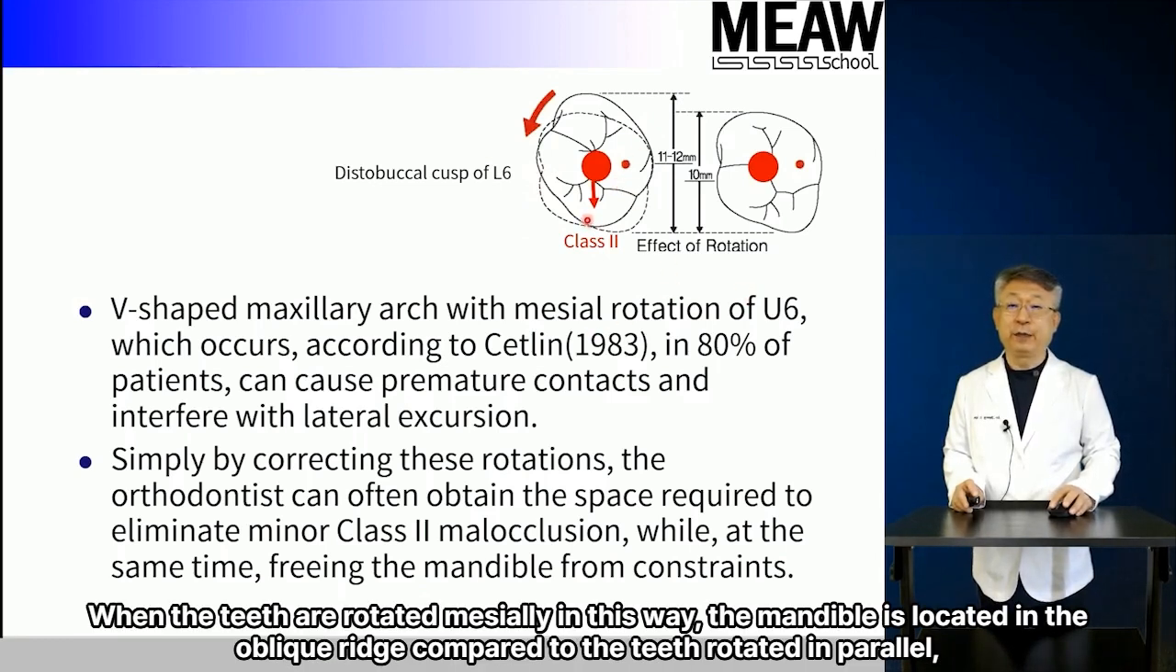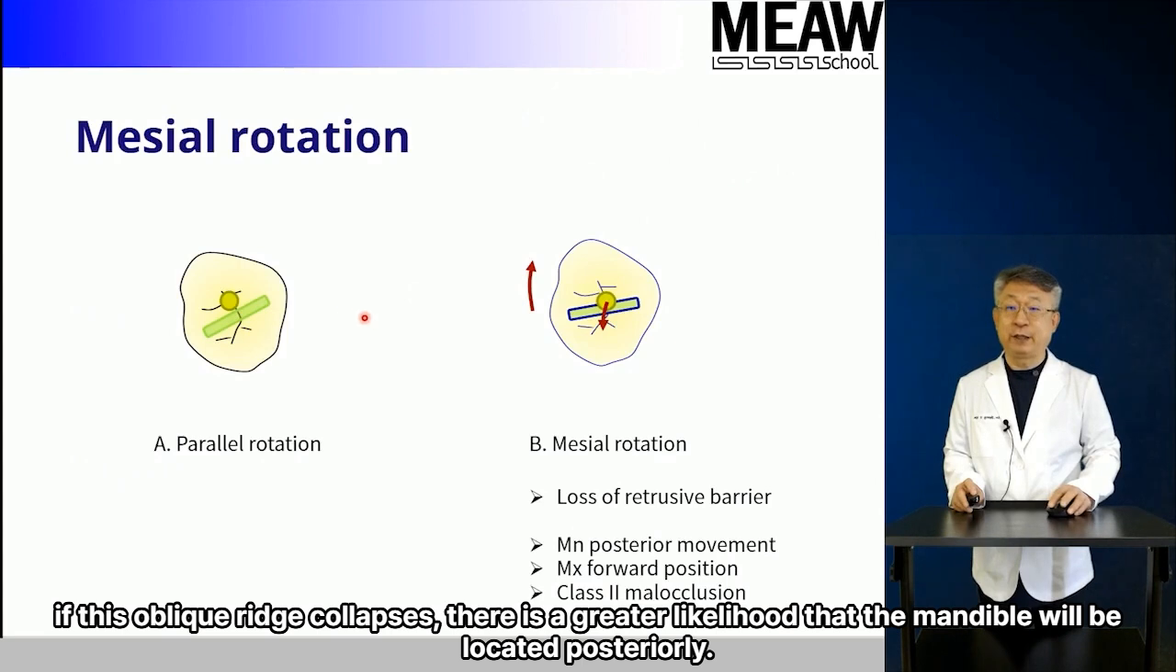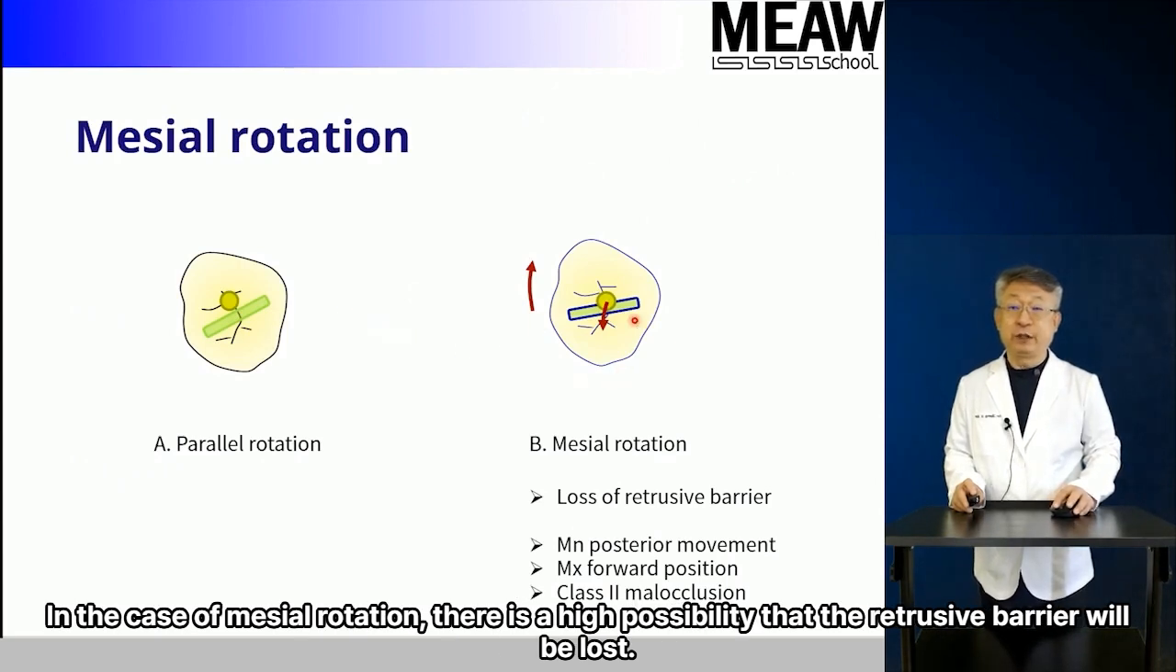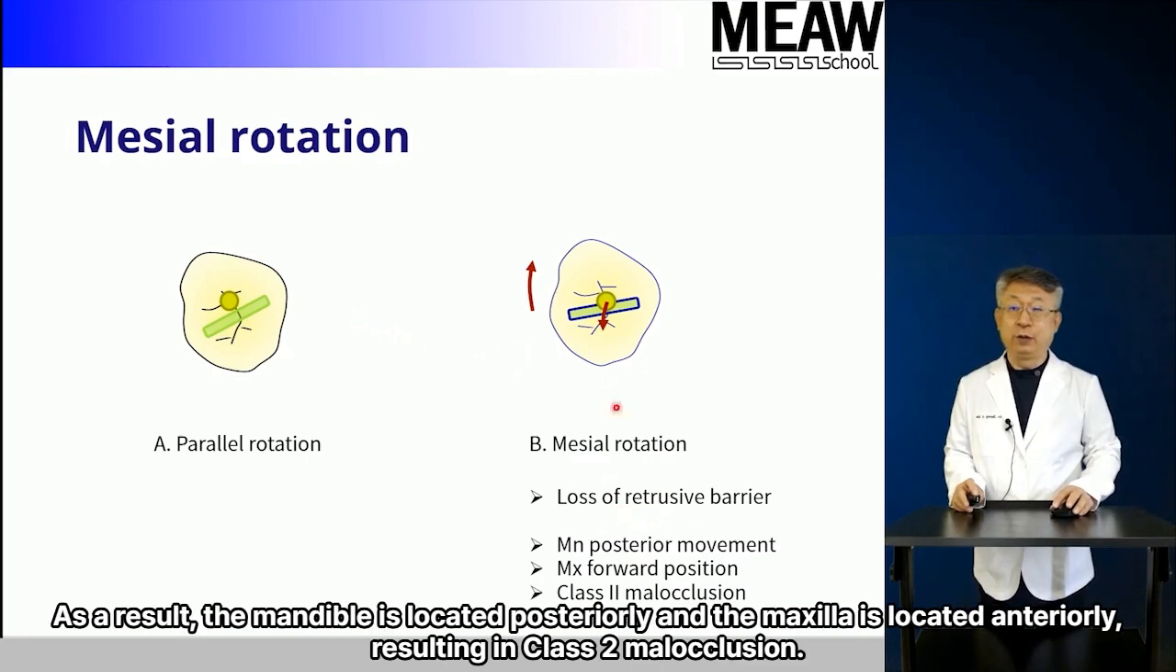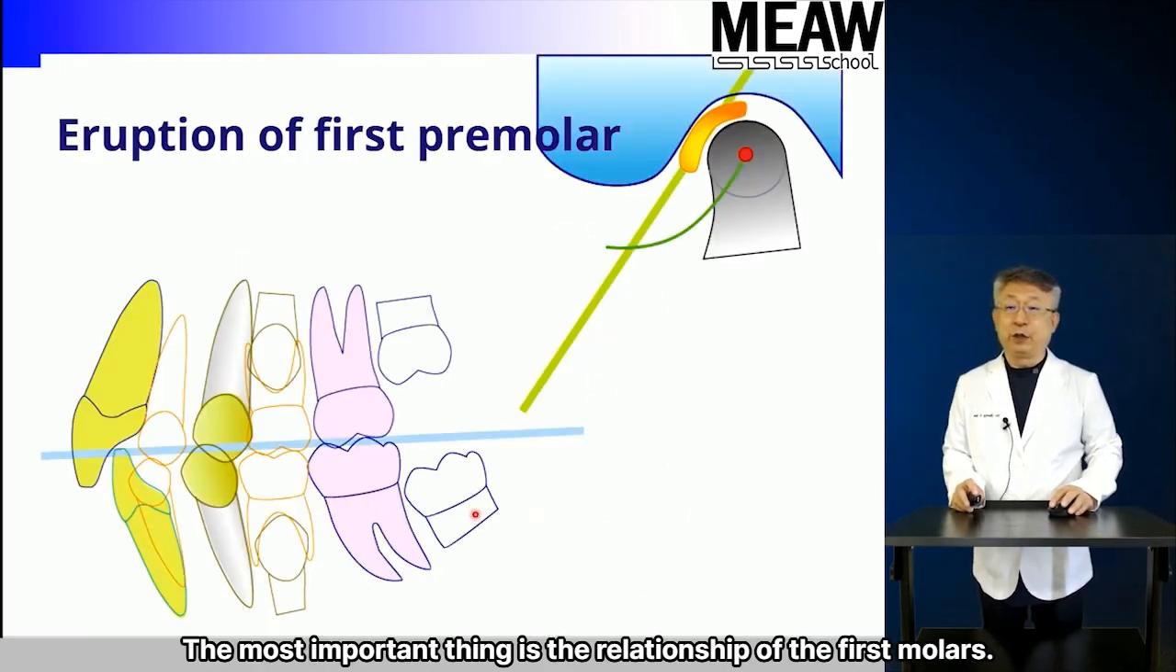When the teeth are rotated mesially in this way, the mandible is located in the oblique ridge compared to the teeth rotated in parallel. If this oblique ridge collapses, there is a greater likelihood that the mandible will be located posteriorly. In the case of mesial rotation, there is a high possibility that the retrusive barrier will be lost. As a result, the mandible is located posteriorly and the maxilla is located anteriorly, resulting in class 2 malocclusion. The most important thing is the relationship of the first molars.